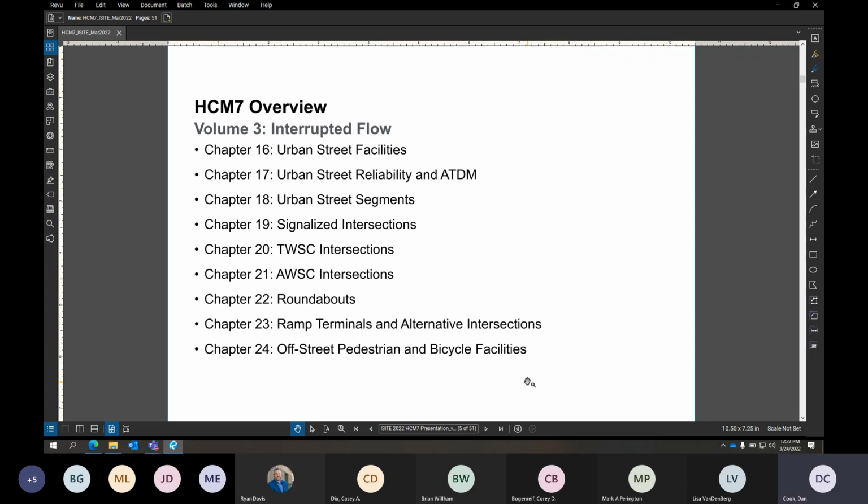Volume 3, that's all about interrupted flow. So these are methodologies to analyze different modes of transportation on urban street facilities. Again, urban street reliability, looking at specific urban street segments, signalized intersections, stop controlled intersections, roundabouts, interchange ramp terminals, and alternative intersections, as well as off-street pedestrian and bicycle facilities.